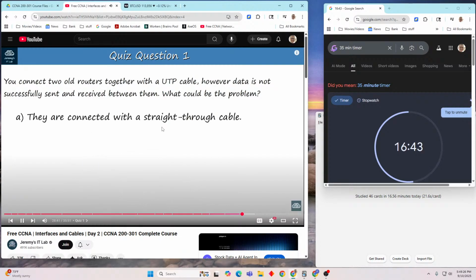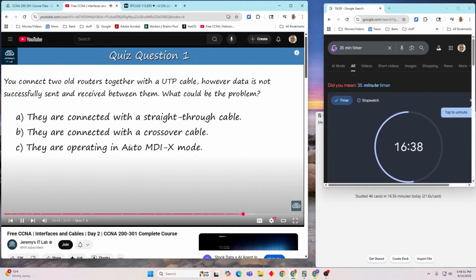A, they are connected with a straight-through cable. B, they are connected with a crossover cable. Or C, they are operating in auto MDIX mode. Pause the video to think about your answer.